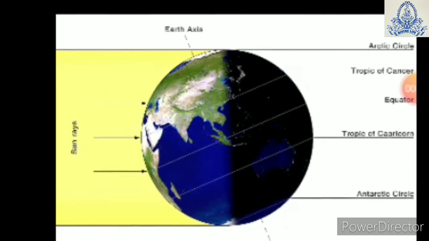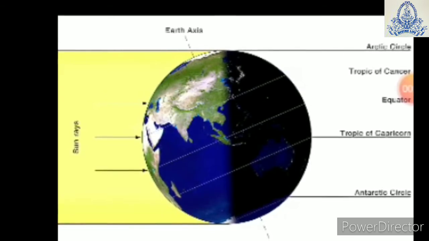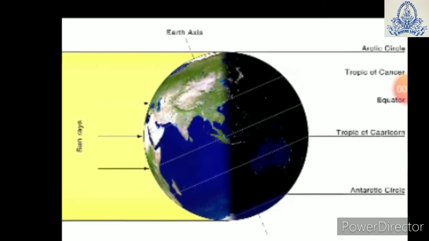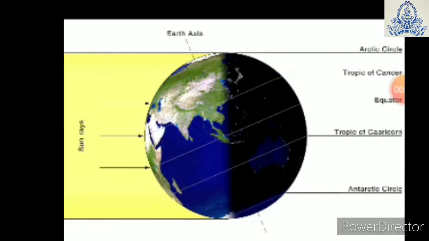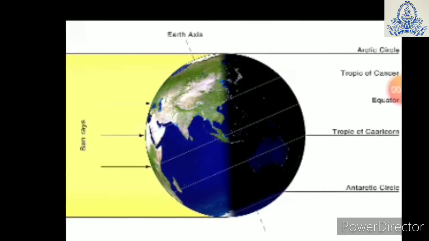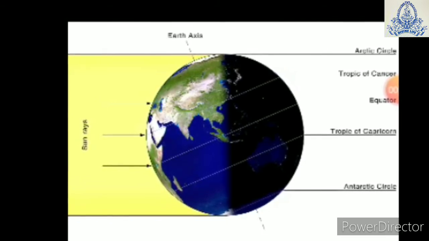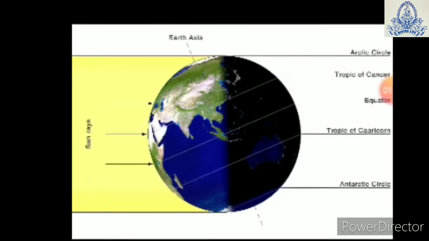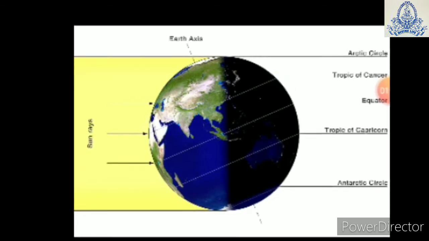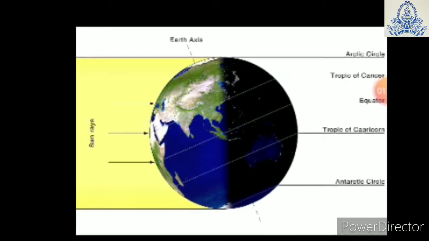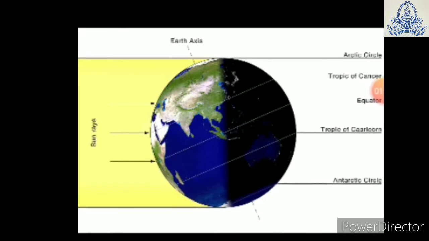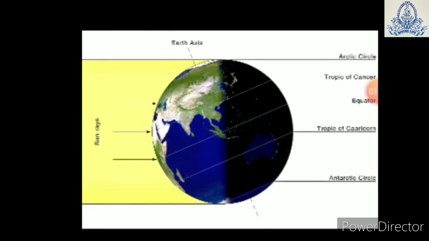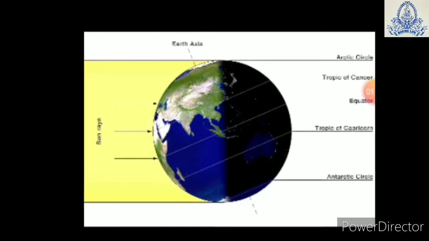Here you can see that the earth is getting light from one side. That side is having the day, and the other side we have the night. So what the circle of illumination means, you can see clearly in this picture: one side is lighter and the other side is dark. The lighter side and the darker side are differentiated with the help of a thin boundary or thin line.